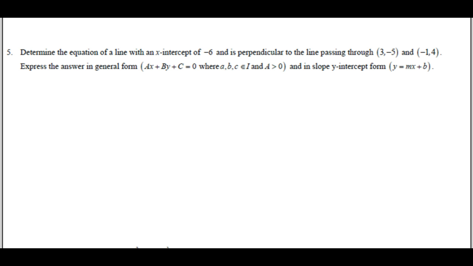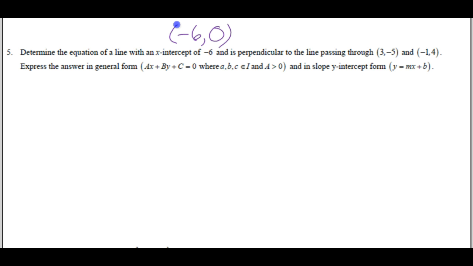Anyway, determine the equation of a line with an x-intercept of -6. So as soon as we see x-intercept of -6, what should we think? We should maybe think that there will be a point on that line which is (-6, 0), right? Because the x-intercept occurs when y is equal to 0. And is perpendicular to the line passing through that. Express the answer in general form and in slope y-intercept.